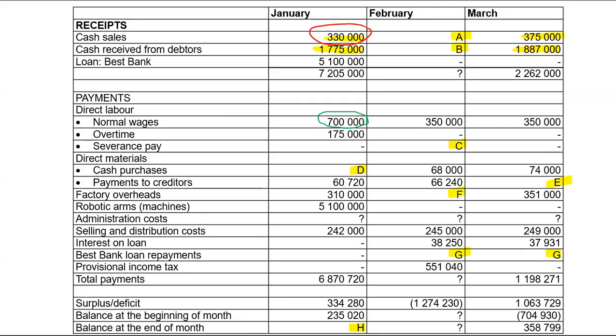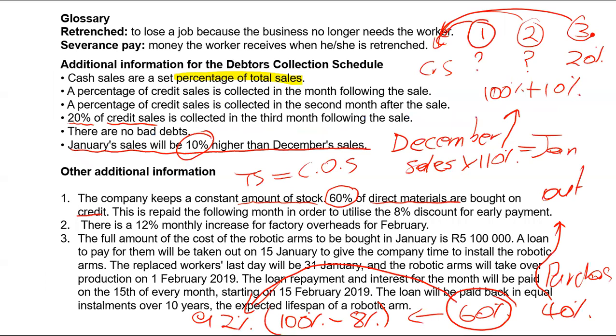What is D? D represents cash purchases. Oh, this takes us back to the percentages. In this case, we were given percentages. They told us that cash purchases will be 40%. Let me just go back to the information. Cash purchases will be 40%, if I'm not mistaken, and credit purchases will be 60%. But we need to calculate cash purchases for January. How do we do that?